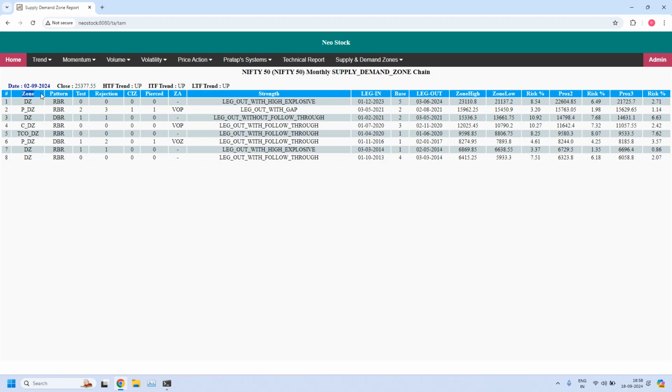Always look into the zone column to identify the high liquidity zones, and look into the pierced column to verify if the zone is pierced or not. And also always look into the LTF trend for the time frame you have selected. For example, the time frame is monthly, so the monthly trend is the uptrend. One time frame higher is quarterly, one more time frame higher is yearly. That way you need to understand the remaining reports.